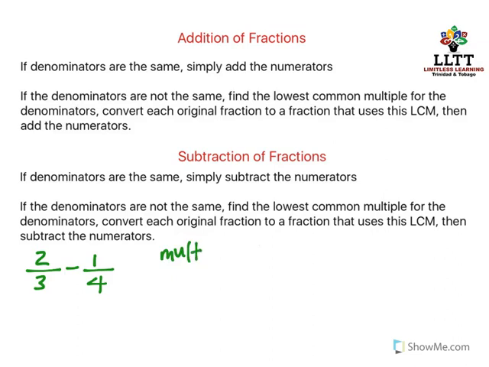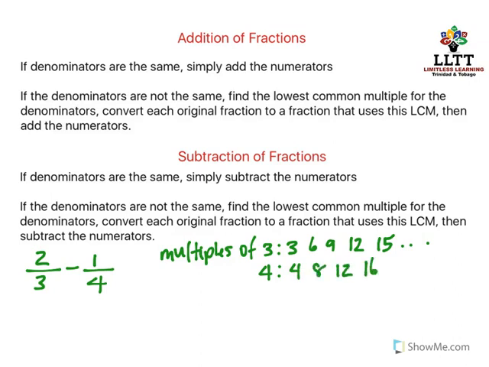So I'm looking for multiples of 3 versus multiples of 4. And my multiples of 3 are 3, 6, 9, 12, 15, and so forth. And my multiples of 4 are 4, 8, 12, 16, 20, and so forth. And I'm looking for the smallest number that is in common between both of these, and that will be 12. So it means that my LCM is going to be equal to 12.